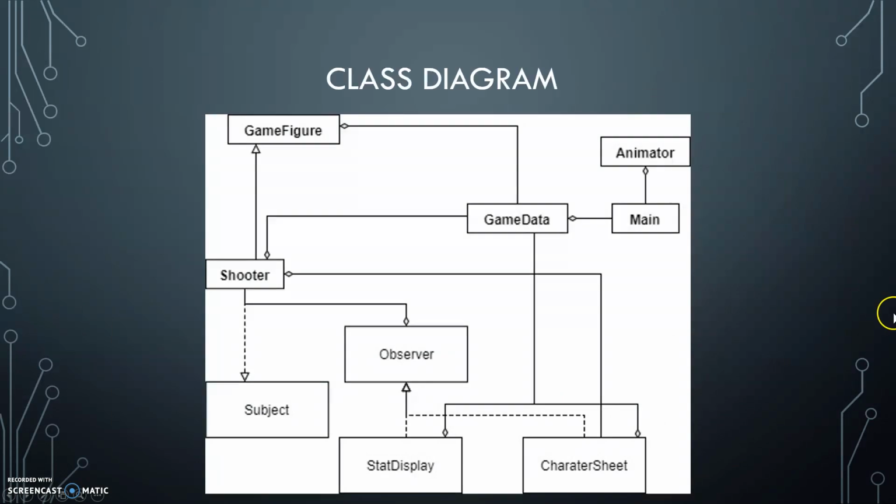Alright, so this is my class diagram for this. This is kind of the same as the previous one, but basically the shooter is the center of this, and the shooter has these values. The shooter has access to game data, and the game figure also, and the game figure is inherited from that.